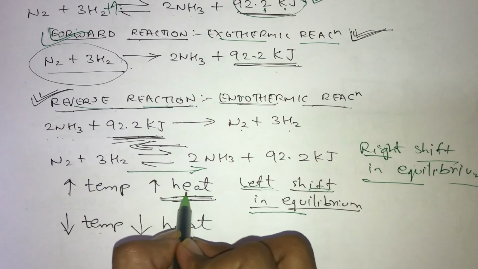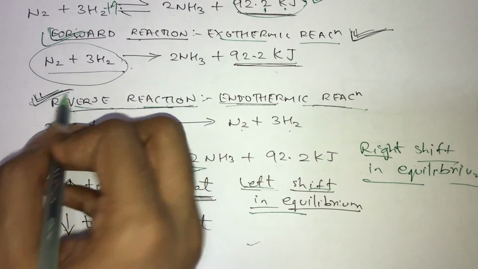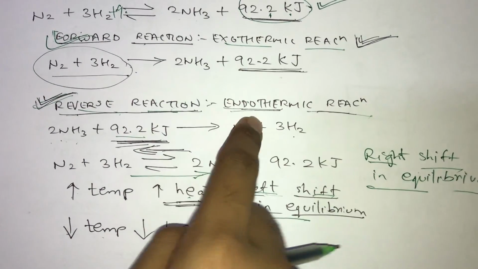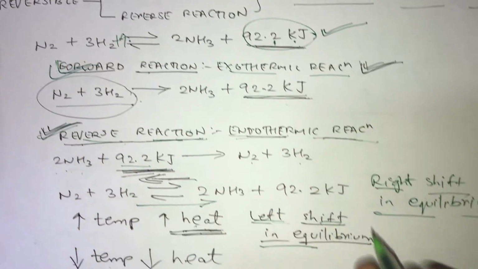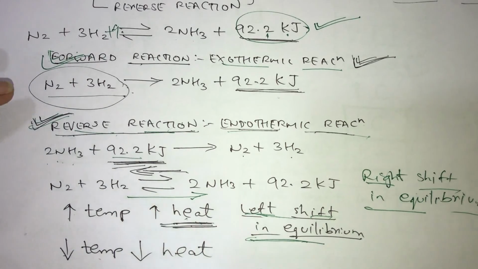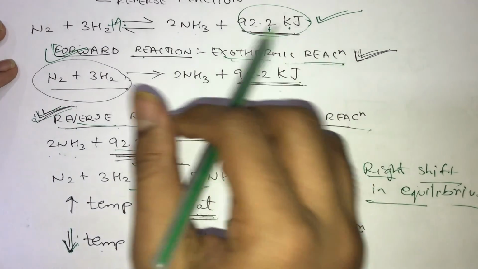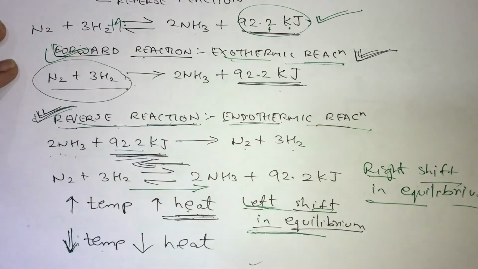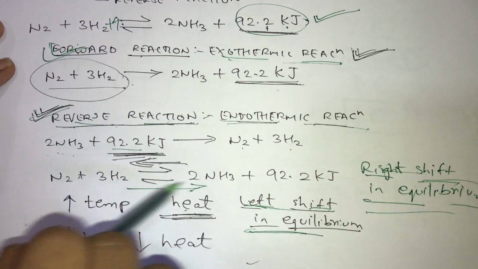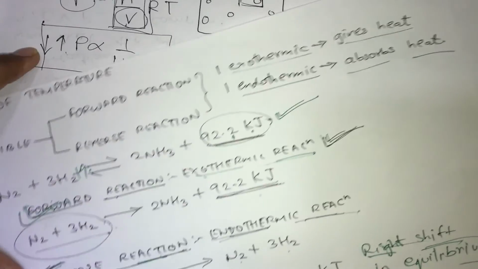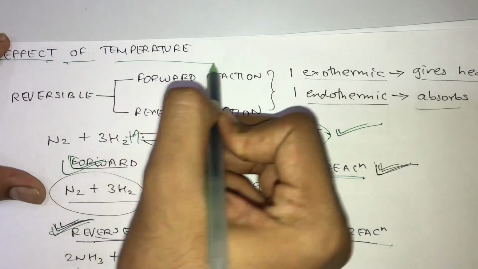So if you increase the temperature, you are increasing the heat, and who requires heat? The endothermic reaction requires heat, and hence the endothermic reaction will be boosted. And who is the endothermic reaction? A reverse reaction is the endothermic reaction in this case. Therefore there will be a left shift in equilibrium, and if we decrease the temperature, then the exothermic reaction will get boosted. And who is the exothermic reaction over here? The forward reaction is nothing but the exothermic reaction. Therefore, there will be a right shift in equilibrium as the forward reaction goes from left to right. Okay, so I hope you have understood this effect of temperature on the chemical equilibrium.